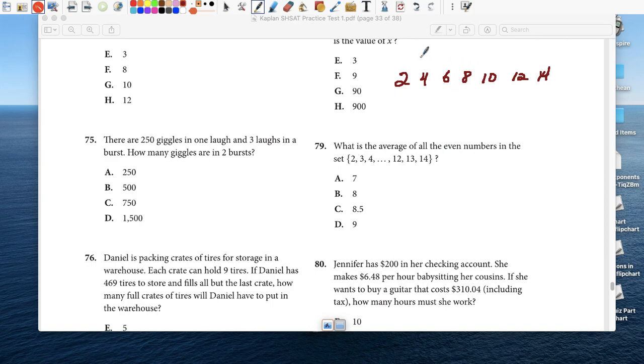Well, we can add these, right? So again, 8 and 2 is 10, 6 and 4 is 10, so we have 10, 20, and 30. 12 and 14 is 26. So we have a total of 46, and we have 1, 2, 3, 4, 5, 6, 7. Oh, sorry, this is 56. Apologies. 56, and we have 7 numbers, so 56 divided by 7, and the answer is 8.